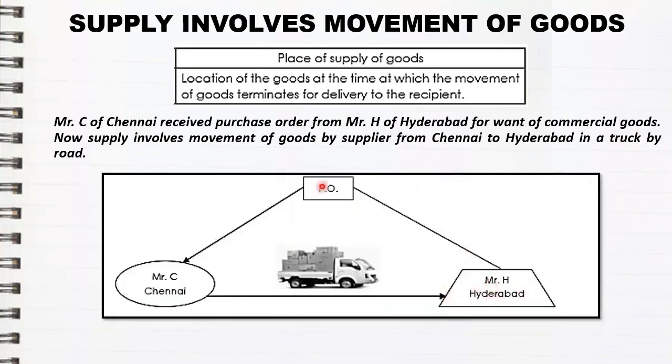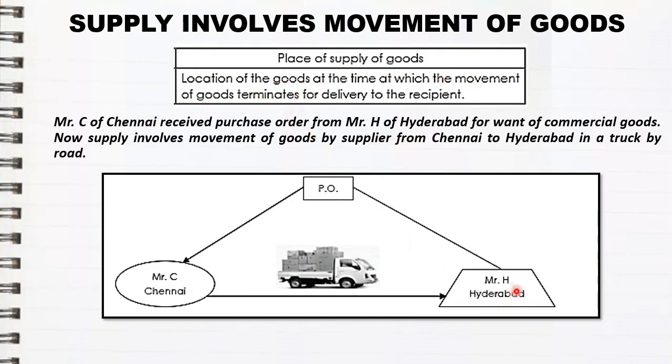Mr. H of Hyderabad gave a purchase order to Mr. C of Chennai stating that he wants some goods. Mr. C informed him that the goods will be transferred with the help of a truck. So here Mr. H is the purchaser, Mr. C is the supplier. Here the goods are being moved from the supplier's place to the recipient's place. In that case, according to the rule that when the supply involves movement of goods, the location of goods at the time at which the movement terminates will become your place of supply for GST.